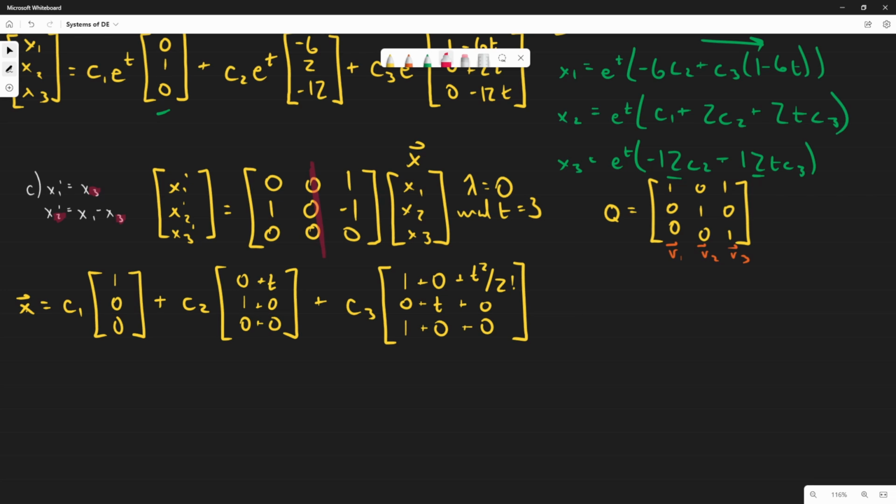You can just rewrite it or clean it up a bit by getting rid of these zeros. Or another way of writing this is x1 is going to be equal to c1 plus t c2 plus c3 times 1 plus t squared over 2 factorial. x2 is going to be equal to c2 plus c3 multiplied by t, so t c3. And then x3 is just going to be c3.